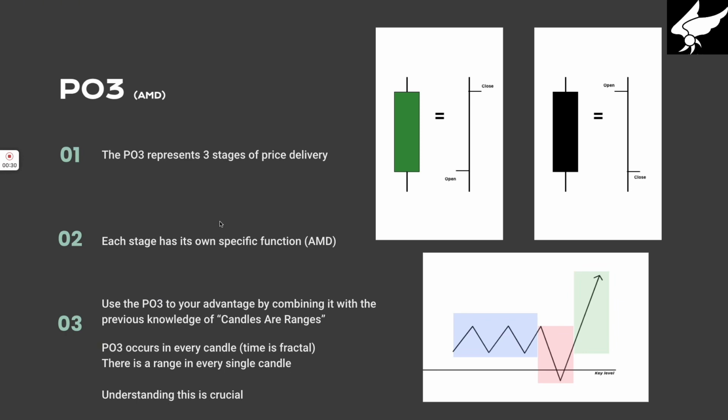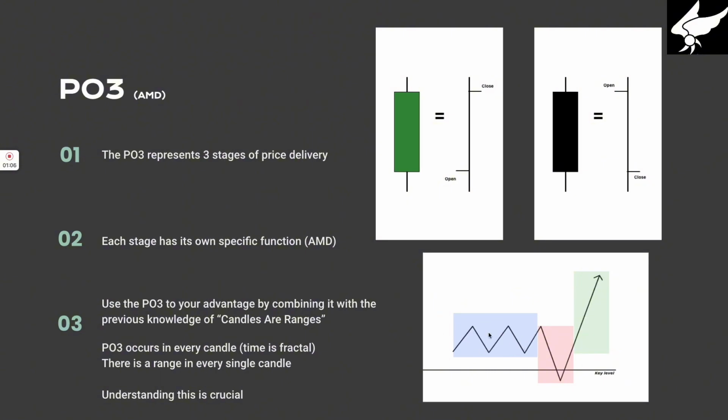Use the power of 3 to your advantage by combining it with the previous knowledge of candles or ranges. What does this mean? There's 3 candles in a 3-candle CRT. That means one candle is accumulation, another candle is manipulation, and the third candle is going to be distribution, the highest probable trades. The power of 3 occurs in every single candle as time is fractal in nature. There's going to be a range in every single candle. This is crucial to understand.